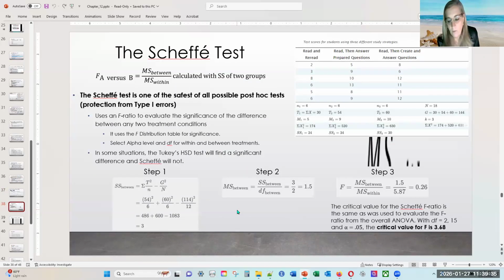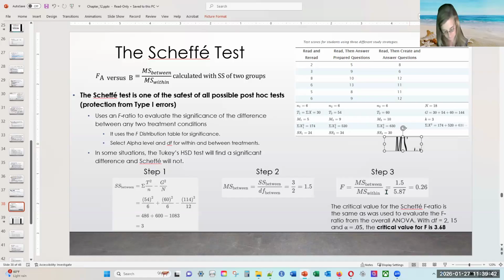There's also, as far as effect size goes, oh, what is this? What's going on? I'm not sure. I'll have to delete that.